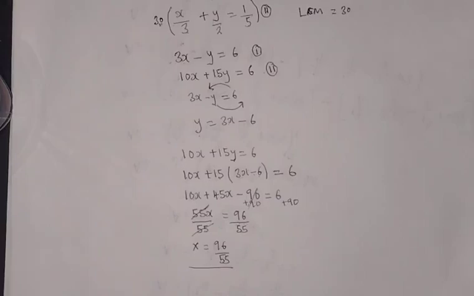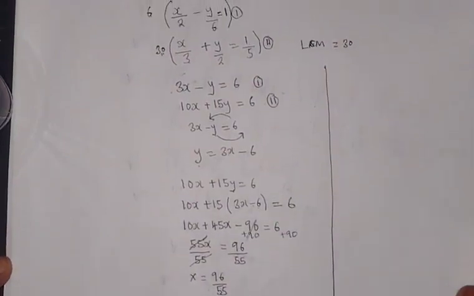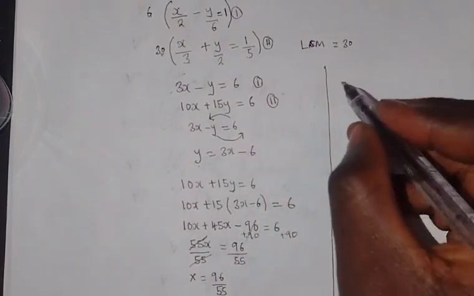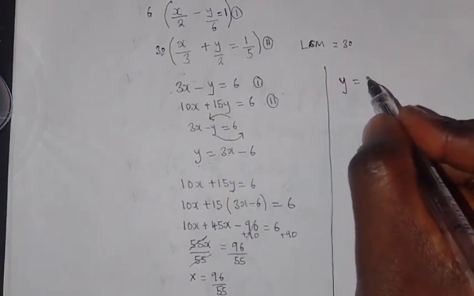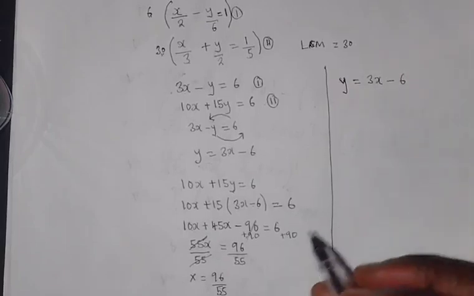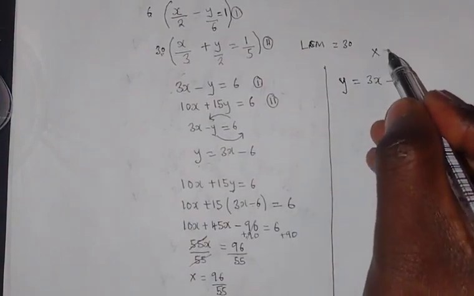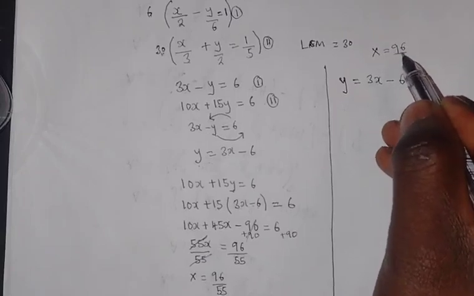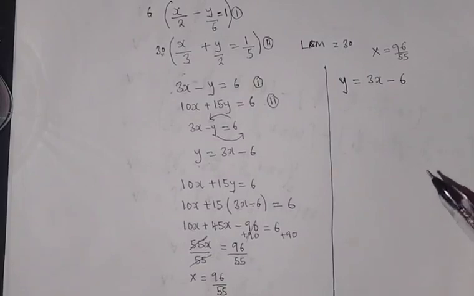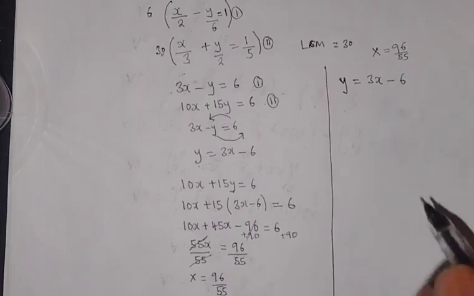Now we can find the value of y. And to find the value of y, it's very easy. Why? Because we made y the subject of the formula, which is right here. So we are going to pick this equation, which is y is equal to 3x minus 6. So remember, we know the value of x, which is 96 divided by 55. So to find the value of y, where there is x, you are going to substitute with the value of x, which is 96 divided by 55.